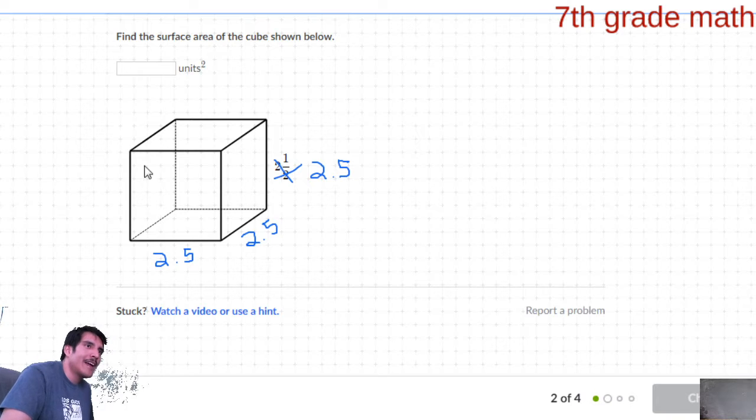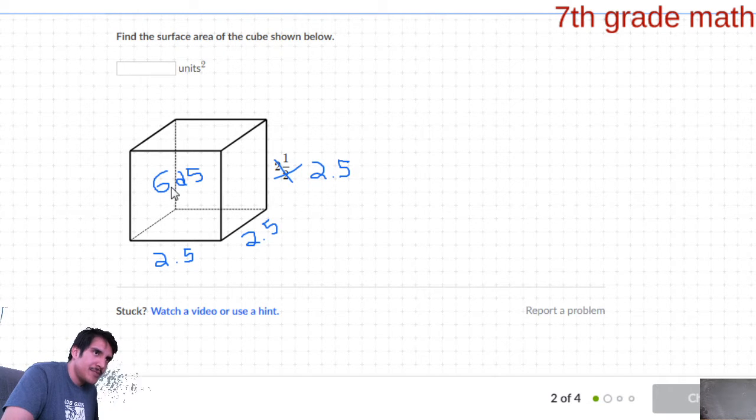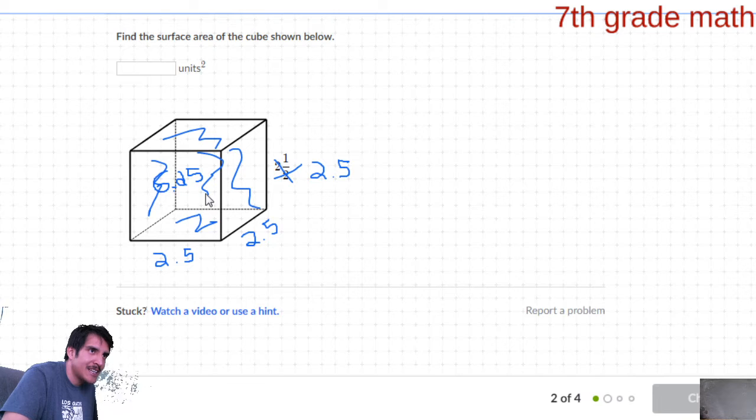Now, I'm going to find the area of the front face. 2.5 times 2.5. If you use a calculator, you're going to get 6.25 square units for one of the faces. But now you got to do it for this side, and this side, and this side, and the top side, and the back side. All 6 sides.